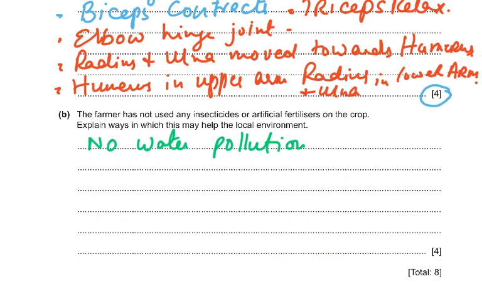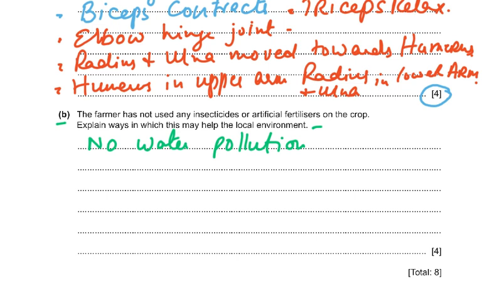Then coming to the B part of the question, the farmer has not used any insecticide or artificial fertilizer on the crop. Explain ways in which this may help the local environment. So of course there's going to be no water pollution. So no water pollution is a very important component, because when you use insecticides and artificial fertilizers that results in eutrophication. And that is basically going to be all water pollution.